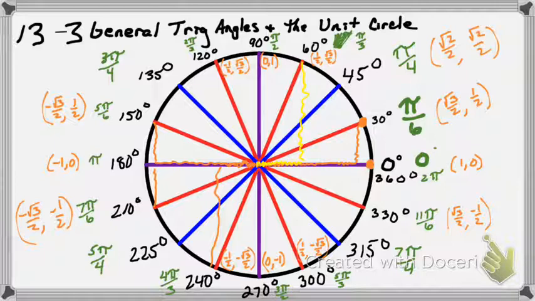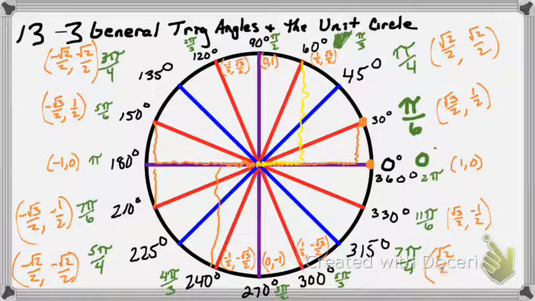Okay, for 135, I have negative, positive. You agree? Yeah. For 225, I have negative, negative. Bam. And then for 315, I have positive, negative.